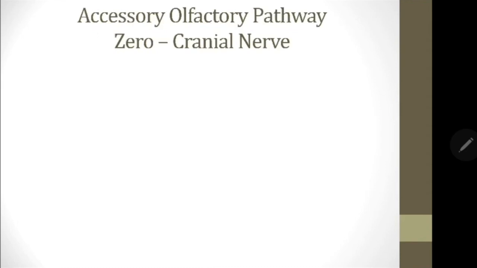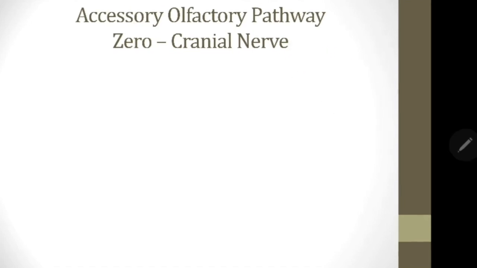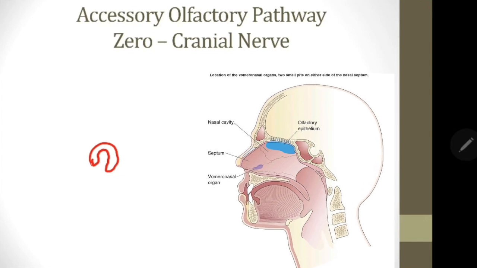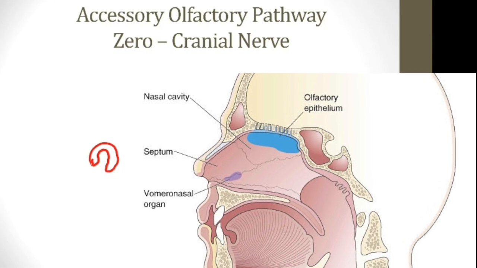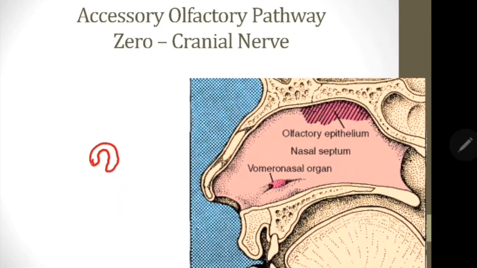Accessory olfactory pathway, or the zero cranial nerve. I'll try to draw it for you so that it becomes easy. Look here, actually it's a crescentic type of organ, anterior-inferiorly on either side of the nasal septum at the junction of the vomer and the septal cartilage. And this has a notch, an opening which is directed downwards.